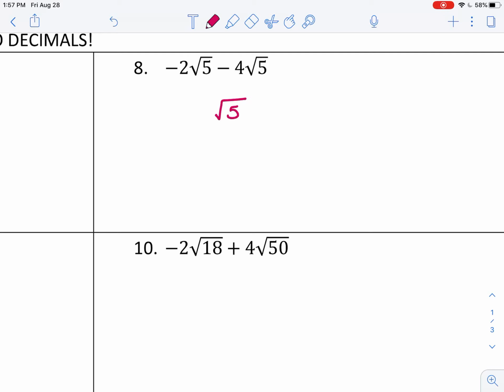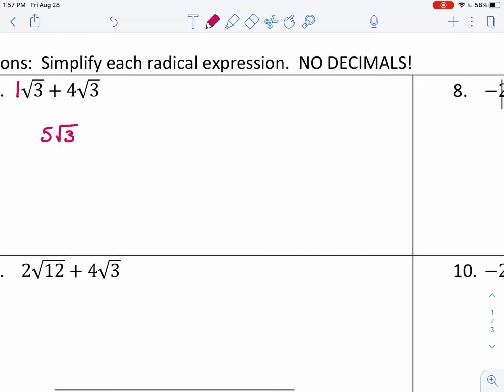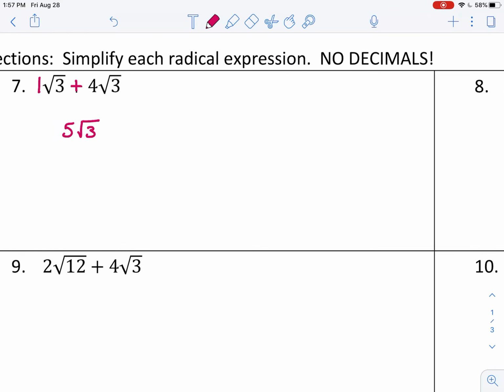Now this one I can't just talk about people handing me things because they're negative numbers and that doesn't make as much intuitive sense. But just like we did here where we just took 1 plus 4 and we said, well, now we have 5 of those root 3s. I did not change the like term. That will always be true. You'll never change that. You change the number out front.